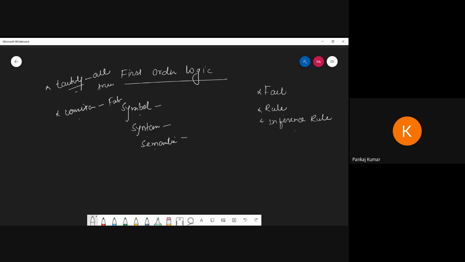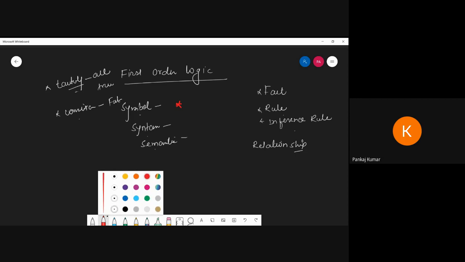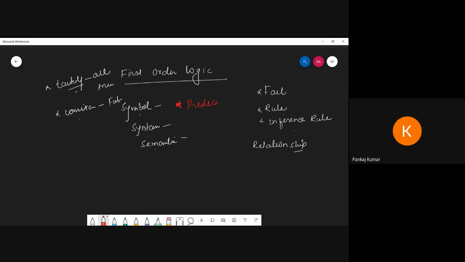Okay, now in propositional logic, what we are discussing is the relationship. But here we can use a new term called a predicate. So here we can call a relationship a predicate. Don't be confused about what predicate logic is, what first order predicate logic is.